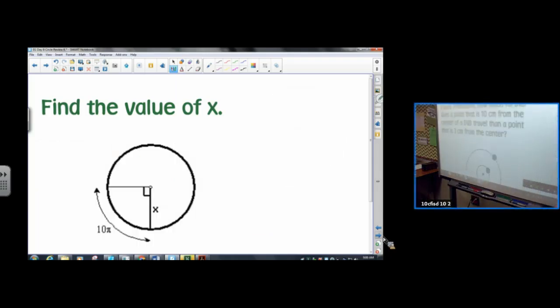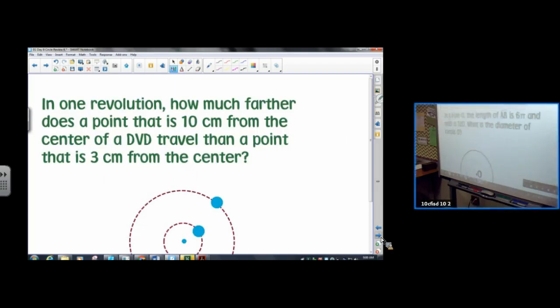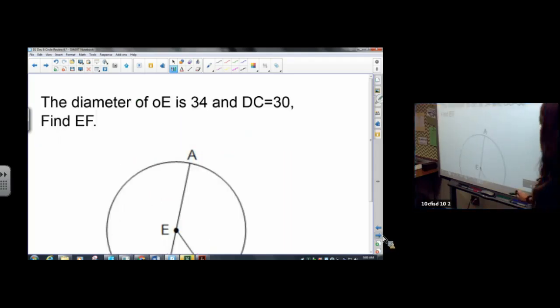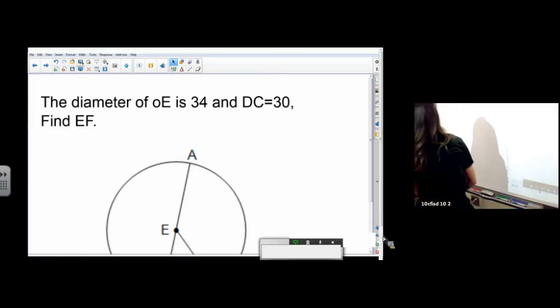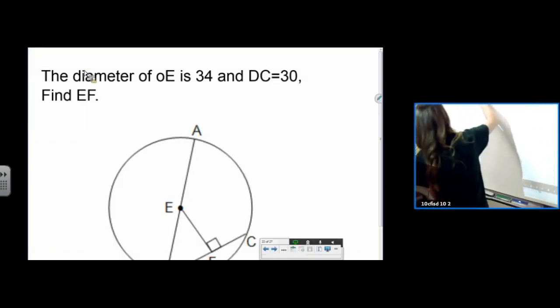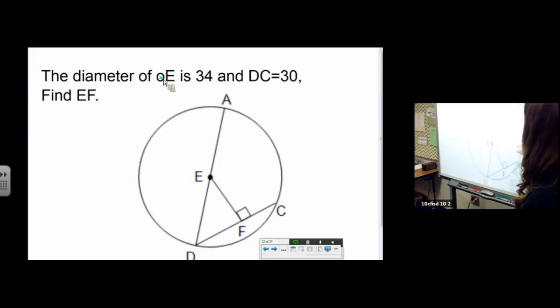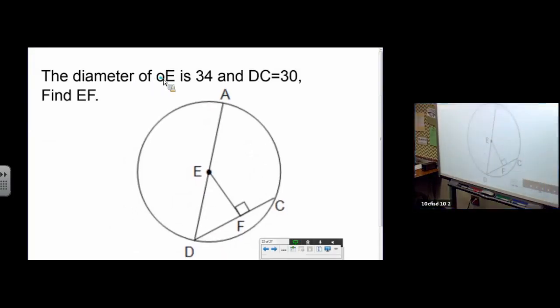Oh, I had that problem twice on here. We're going to skip that one. Skip that one. Let's do this one. The diameter of, pretend that said circle E, is 34 and DC is 30. Find EF.